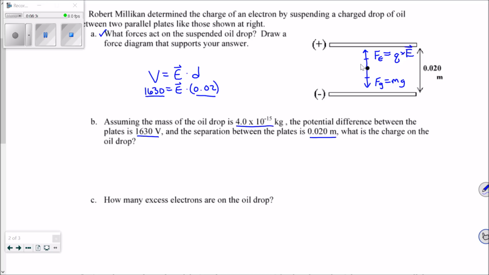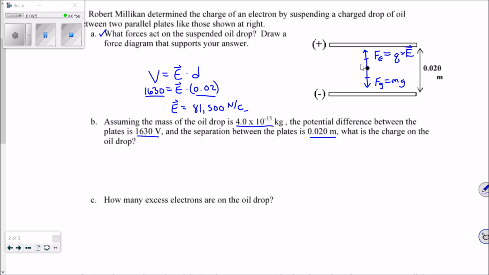So if I take 1630, I divide it by 0.02, and we end up with an electric field that is equal to 81,500 newtons per coulomb. We're quite used to seeing electric fields that are rather large, because if you actually had 1 full coulomb of charge, you would expect to have a very large force, because 1 coulomb is a lot.